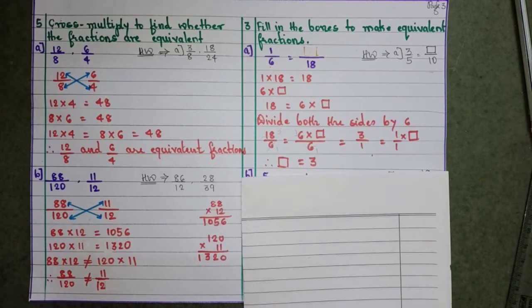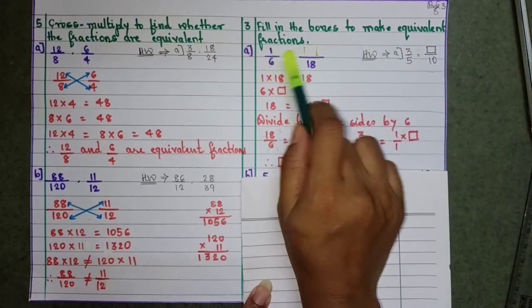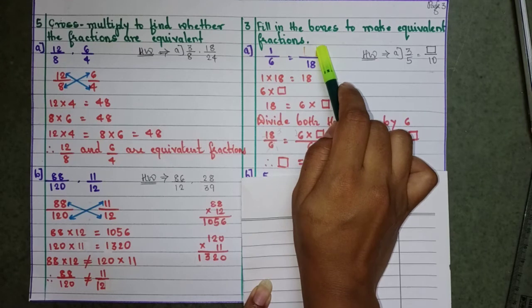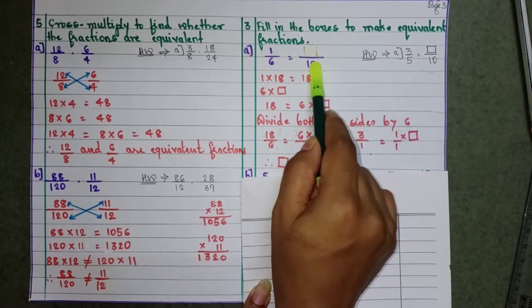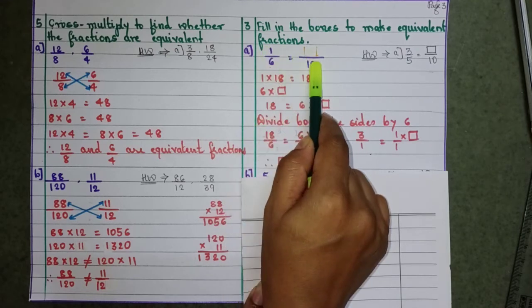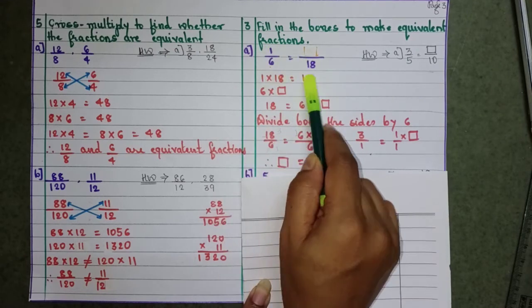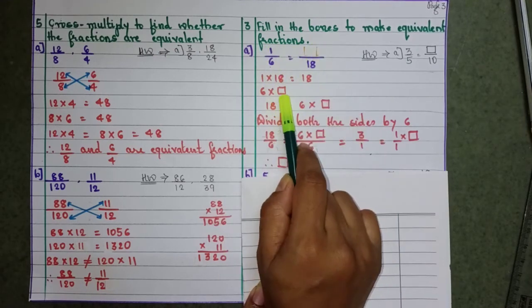Question 3. Fill in the boxes to make equivalent fractions. So here we have an example, and this is the missing term where there is no numerator. So we are going to cross multiply. 18 ones are 18 and 6 into box. So that is written here.